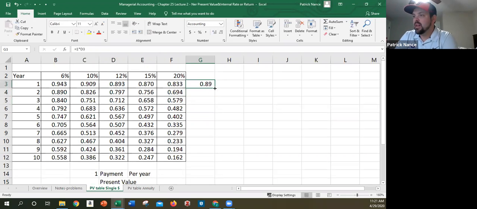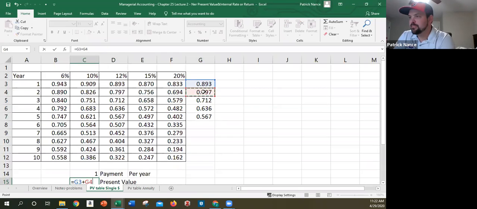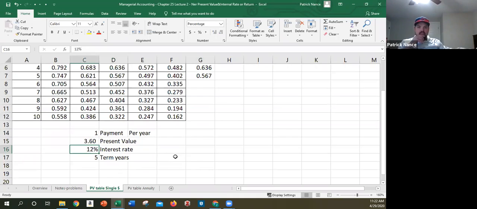And then $1 times 0.797, and there's some rounding going on here, so they look a little different. $1 times 0.797, $1 times 0.712, $1 times 0.636, and $1 times 0.567. To get my total present value, I would simply add all those together. So my present value of $1 being paid every year regularly for the next 5 years is $3.60, discounted back to its present value.